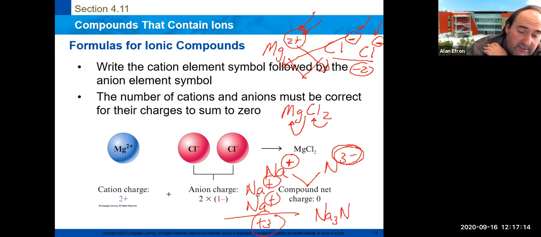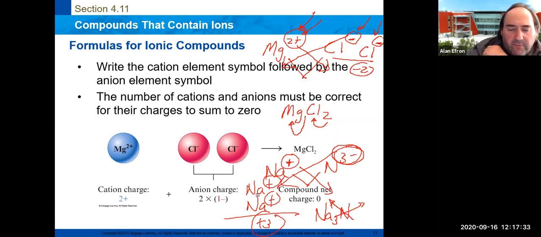Again, this is a situation where if you do the crossover thing, it will work. But again, you could also go the opposite way and cross back. Again, it works about 90 some odd % of the time, not 100% of the time. So good just to think about it in terms of balancing out the charges.